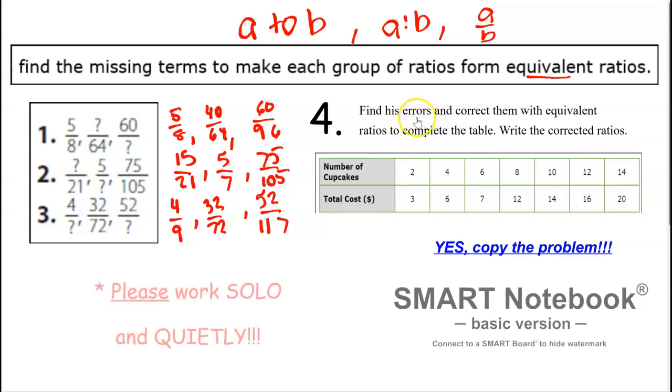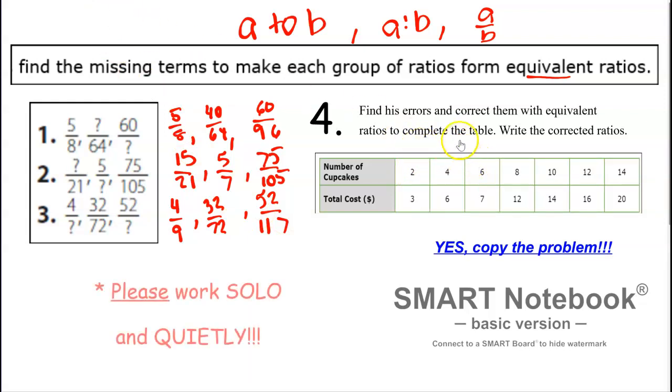So there was a story to this. I skipped the details, bottom line, there are some errors here. Write the correct ratio. So find his errors and correct with equivalent ratios. 2 over 3 is given to us. So if I multiply the top and bottom by 2, I get 4 and 6. This is good. To go from 2 to 4, I multiply by 2, and to go from 3 to 6, multiply by 2. So that's pretty good.